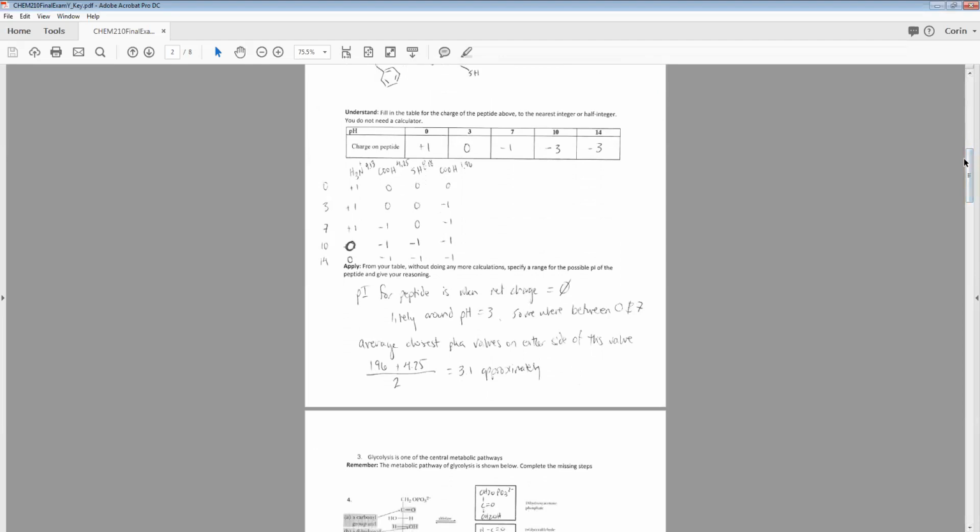Without doing any more calculations, specify a range for the possible pI of the peptide and give your reasoning. So the pI for the peptide is when the net charge is 0, so it's likely around pH 3, somewhere between 0 and 7. If you actually wanted to do that calculation, you would average the closest pKa values on either side of the value. So 1.96 and 4.25. That gives you a pI of 3.1 approximately, which is exactly what our estimate was.